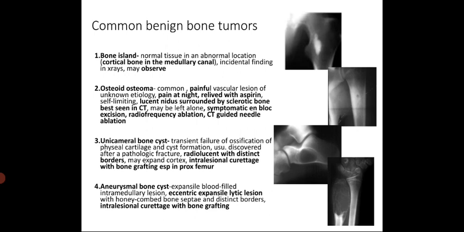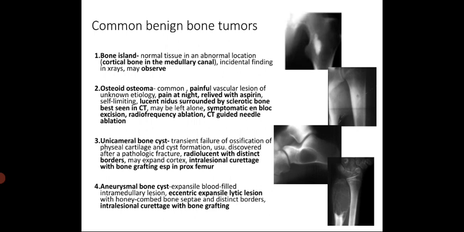The next one would be osteoid osteoma. It's a radiograph of the patient's humerus. These are usually painful at night and can be treated with NSAIDs, which is one of the characteristics of osteoid osteoma. On X-ray, it's a lucent nidus surrounded by sclerotic bone. They can be left alone, but when they're symptomatic, you can do en-bloc excision, radiofrequency ablation, or CT scan guided needle ablation. Next, on the patient's calcaneus, you would see here a unicameral bone cyst.